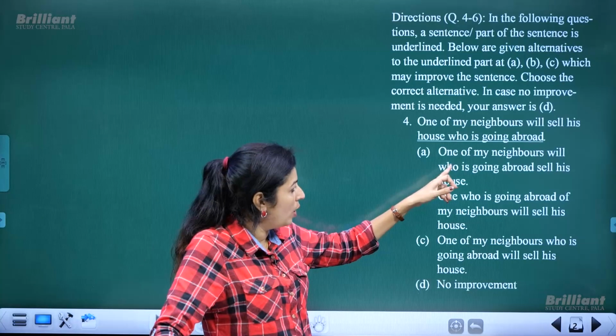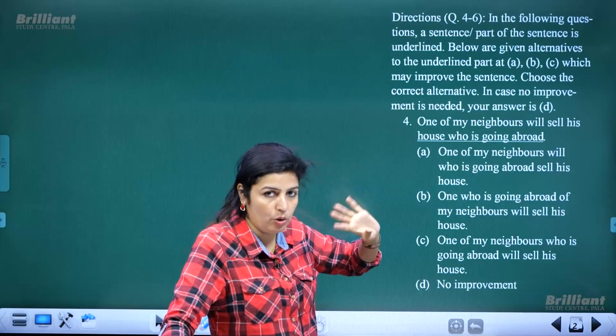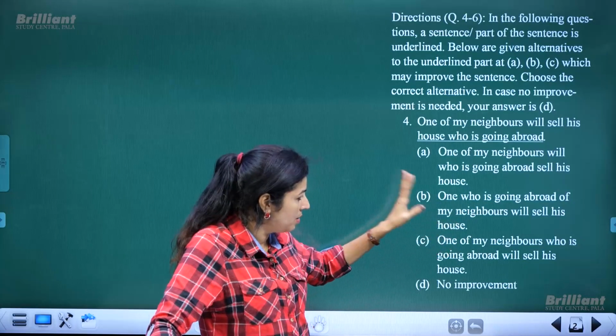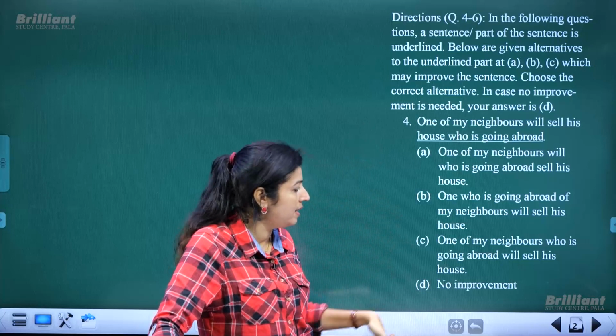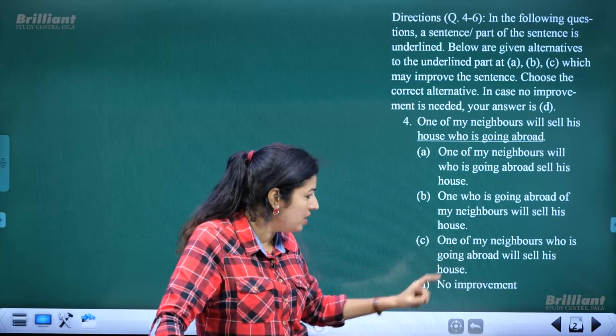A option, one of my neighbors will who is going. Will and who will not go together. So, you cannot choose this. One who is going abroad of my neighbors is also wrong. Okay. Any fool can say that. And third option is, one of my neighbors who is going abroad will sell his house.